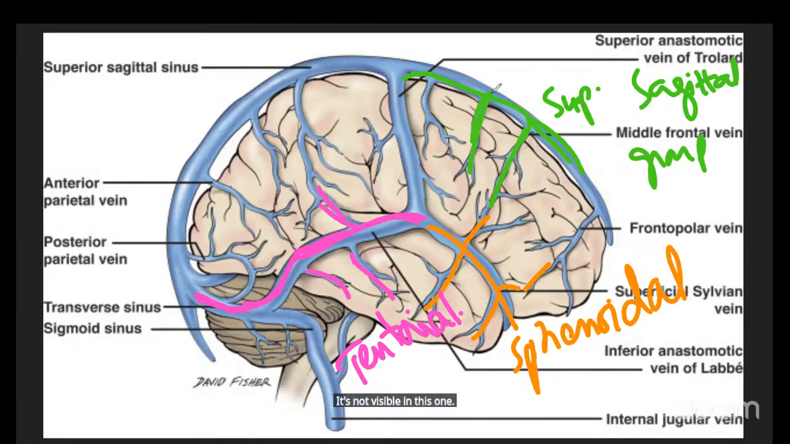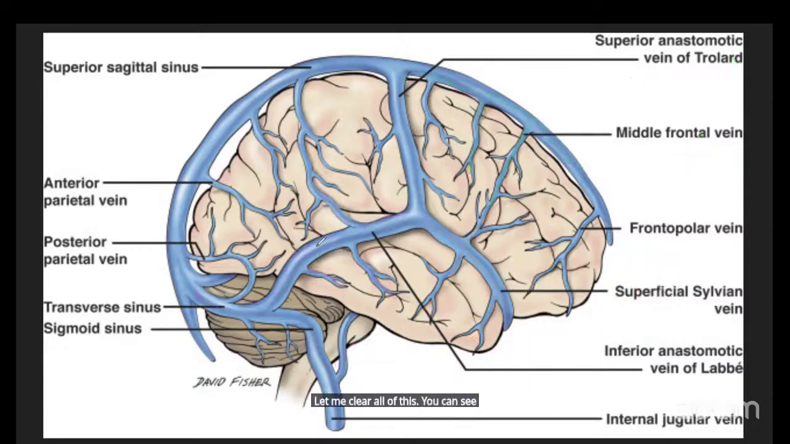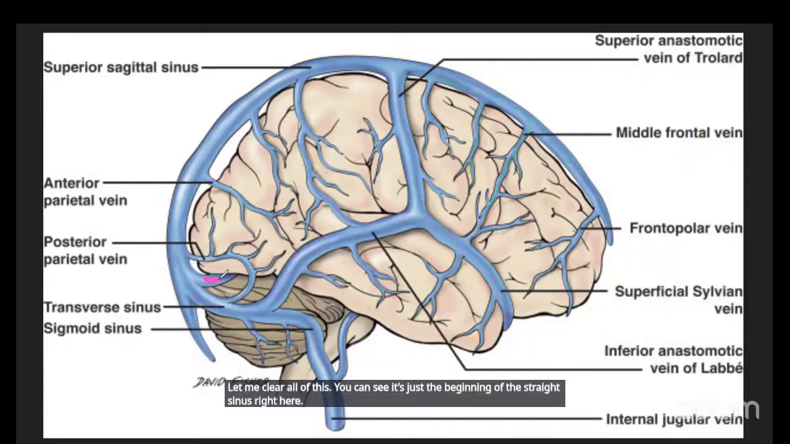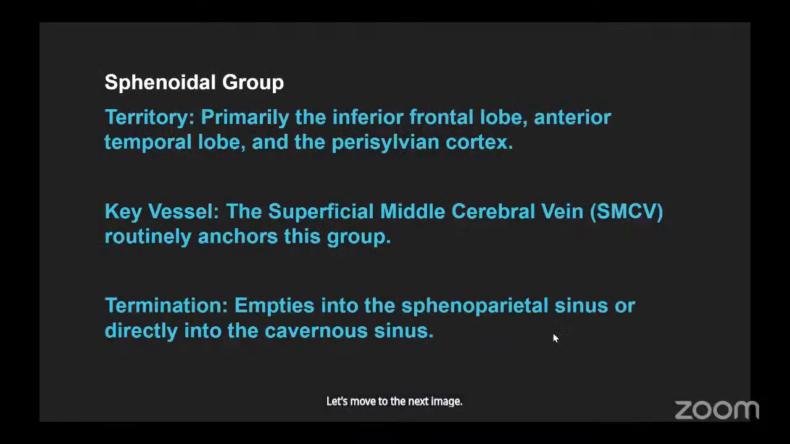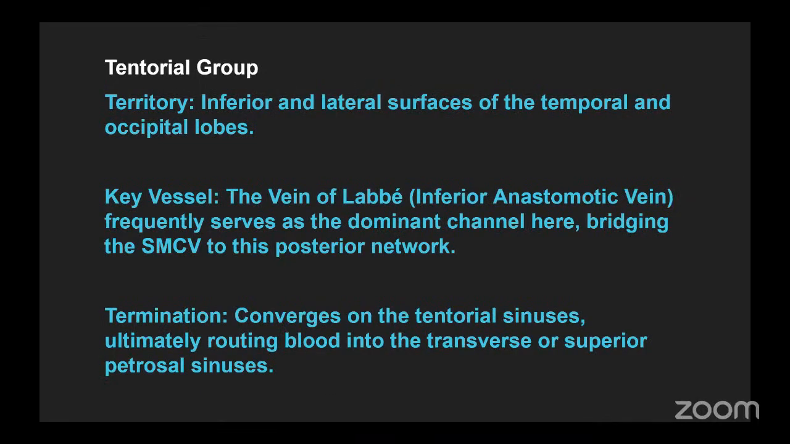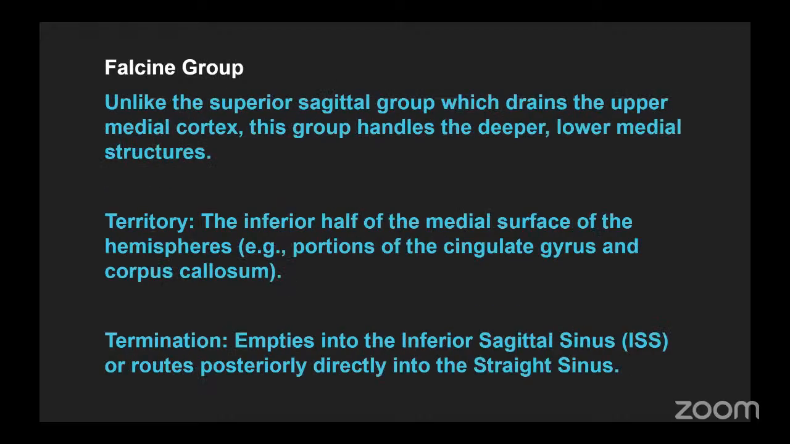Let me clear all of this. You can see just the beginning of the straight sinus right here somewhere, but obviously it goes deep inside. Straight sinus, then vein of Galen, etc. So we can't see it. Let's move to the next image. We have the falx group, which is the medial group that I was talking about, and it drains the medial surface, portions of cingulate gyrus, corpus callosum, etc., terminates into inferior sagittal, then into the straight sinus.